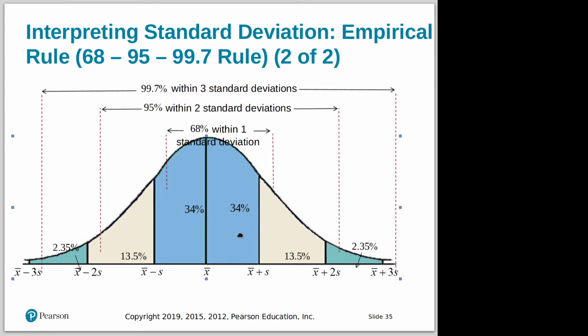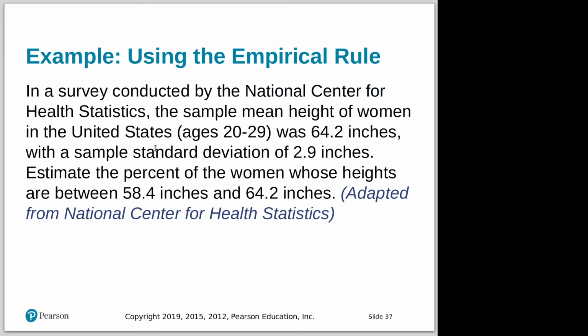In the next section, we're going to find a way of making a standard measure that measures things in standard deviations. We're going to call it the z-scores. But for right now, if we know certain values, we can figure out what their percentages are. So I'm actually going to look at the example in the textbook. It says, in a survey conducted by the National Center for Health Statistics, the sample mean height of women in the United States aged 20 to 29 is 64.2 inches, with a sample standard deviation of 2.9 inches. Estimate the percent of women whose heights are between 58.4 and 64.2.